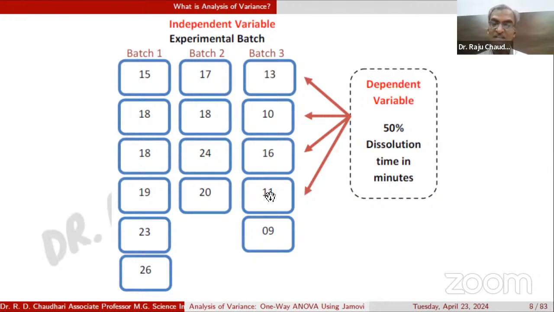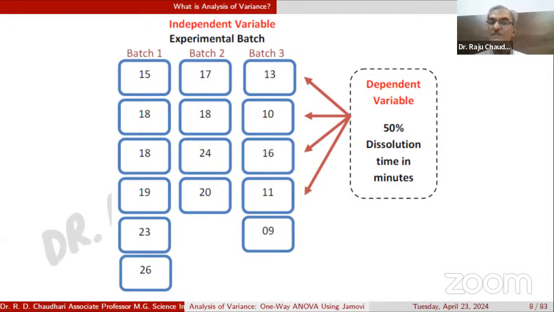If you look at the data, the 50% dissolution time is classified with respect to one criterion, and that criterion is batch, right? According to batch, we classify the dissolution time. With one criterion of classification, such data is known as one-way classified data. If we classify the data with respect to two different criteria, then we have two-way classified data, right? So this is an example of one-way classified data.